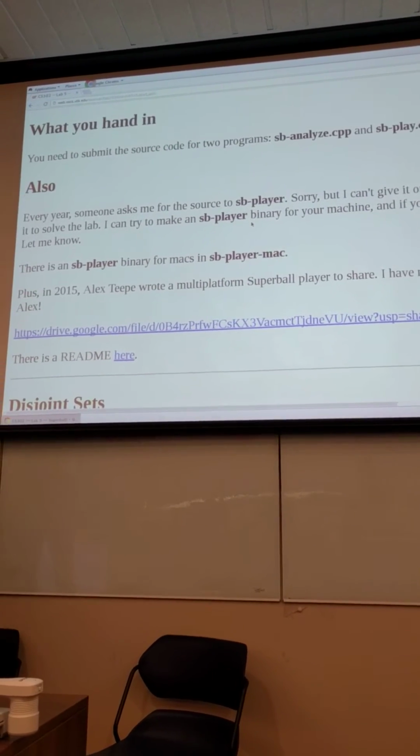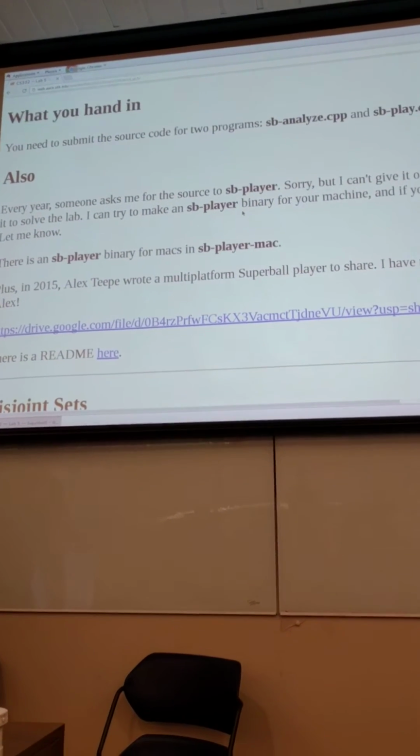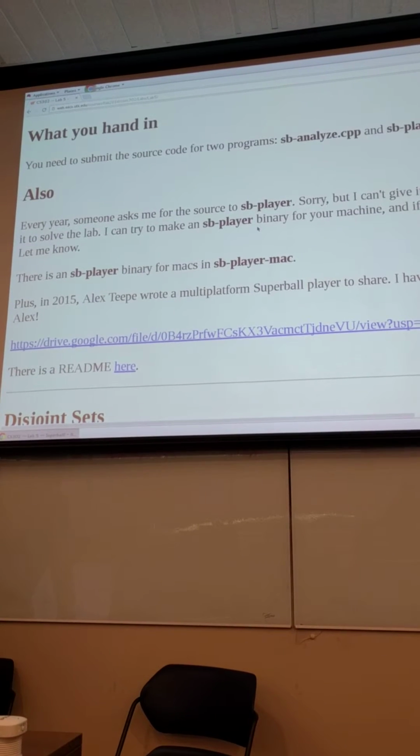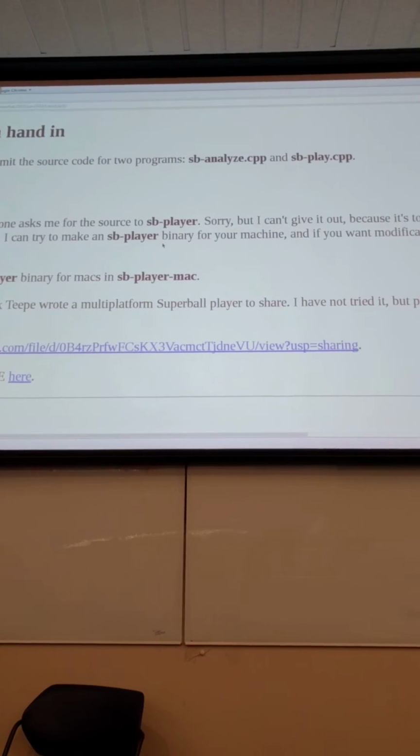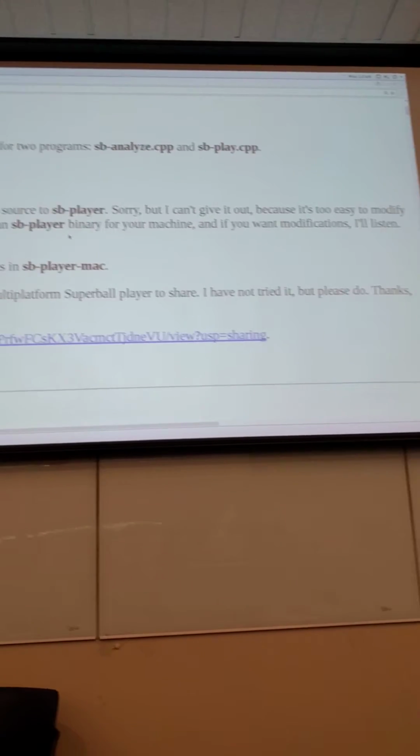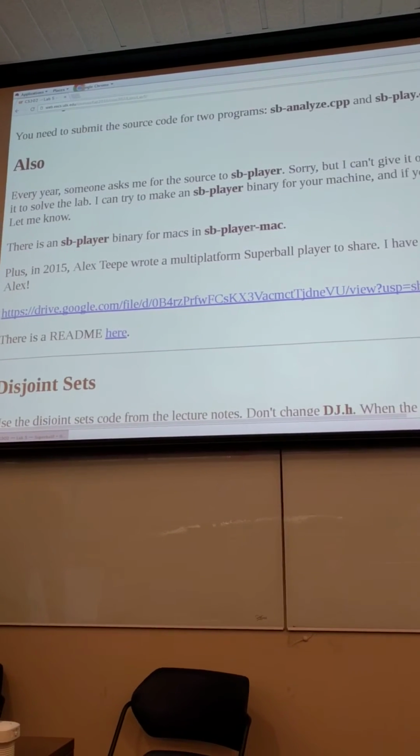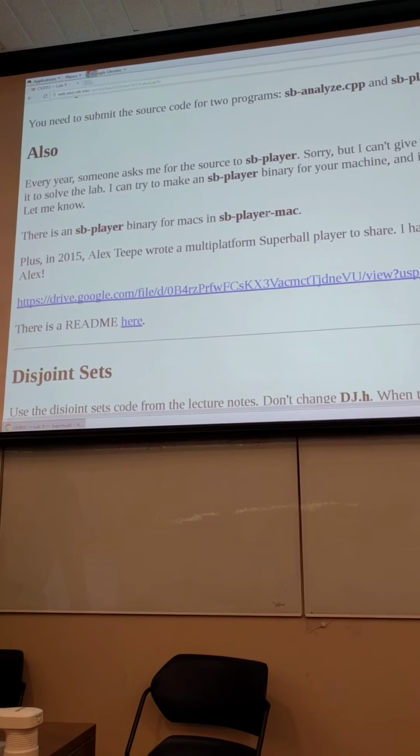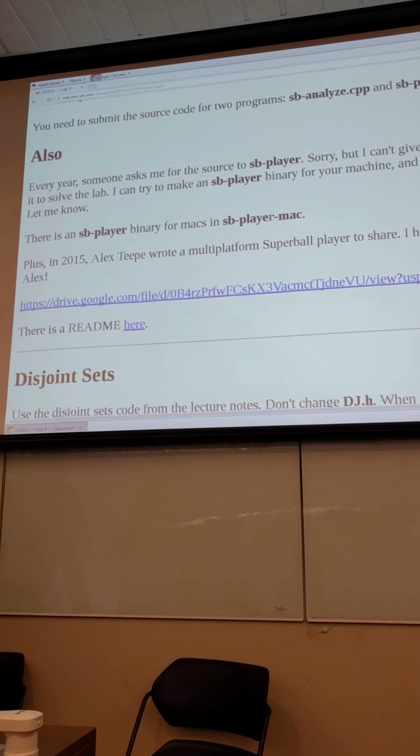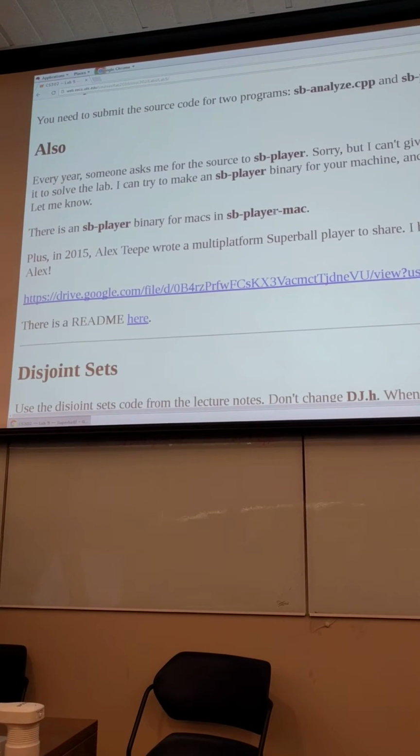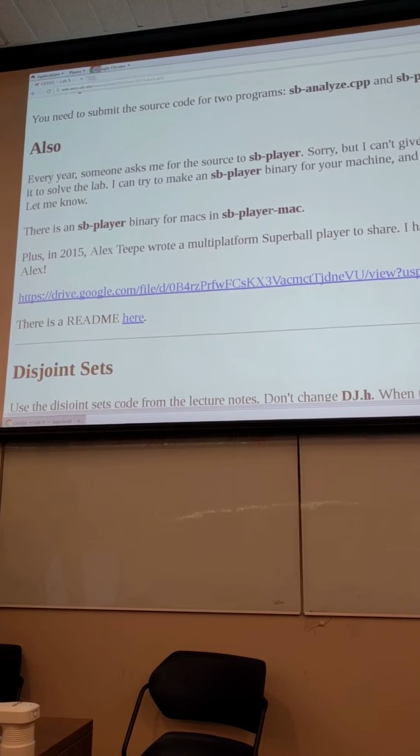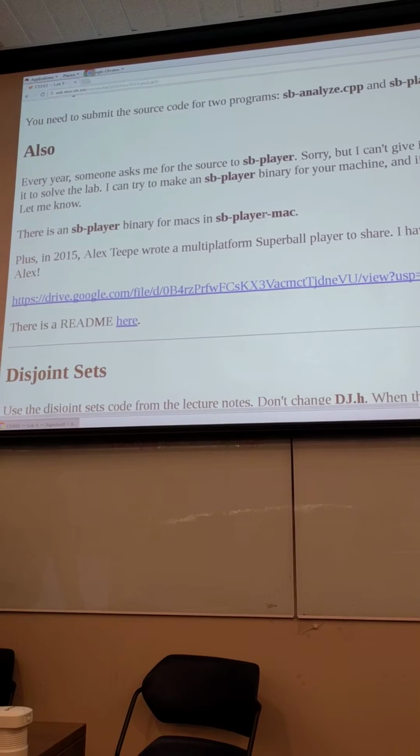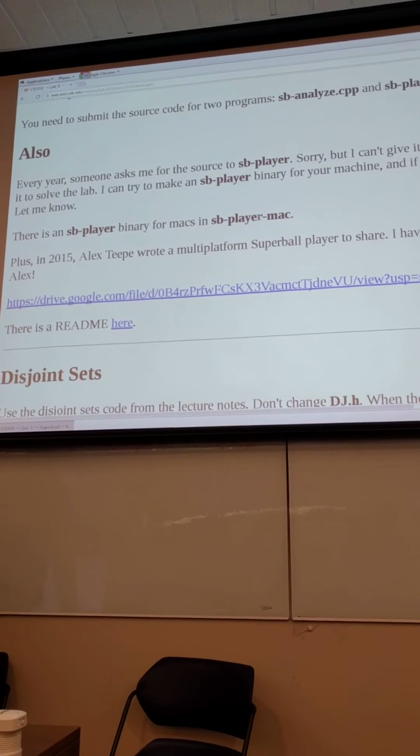Also every year, some people ask for the source code to SB Player, but he's unable to give it out, because if he did give out the code, it'd be too easy to make a game player for the lab. But he does provide two binary players to run the game. One is SB Player for the Unix machines, and he also has an SB Player Mac that is compiled for Macintosh. Also, there is an additional multi-platform player that you can use that's a jar file, and it should be able to run on any operating system.